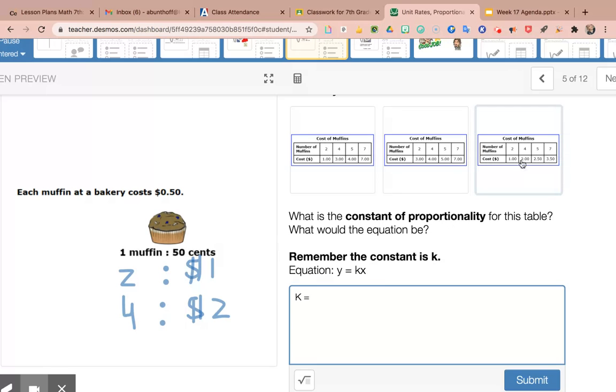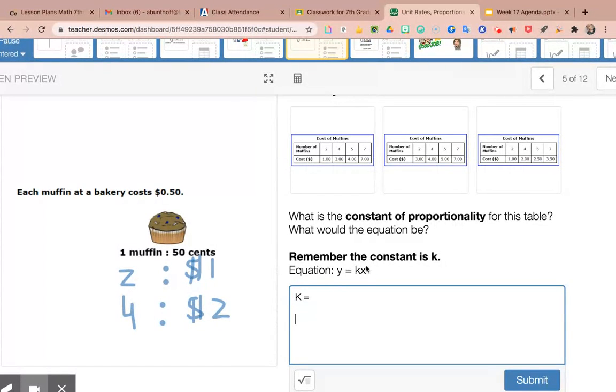Like if it was this table, I could do 1 divided by 2 and get my K. I could do 2 divided by 4 and get my K. I could do 2.50 divided by 5 and get my K. You should get the same number each time you divide cost by number of muffins. So what do I multiply the number of muffins by to get my cost? 2 times what is $1? You should also see that number over here. That's your K.